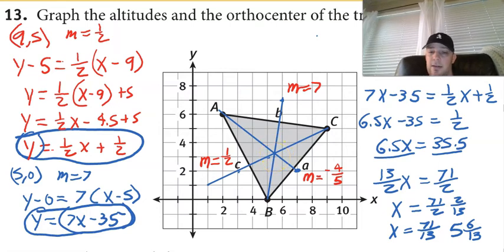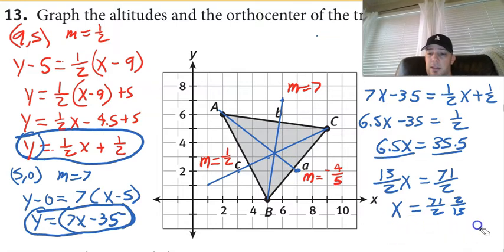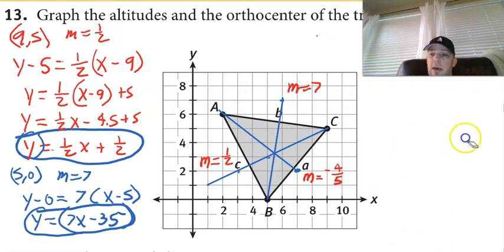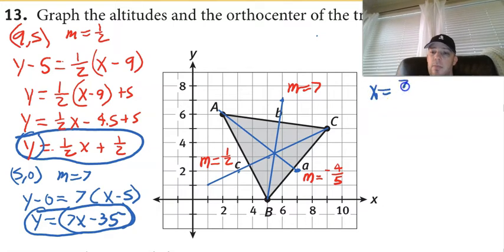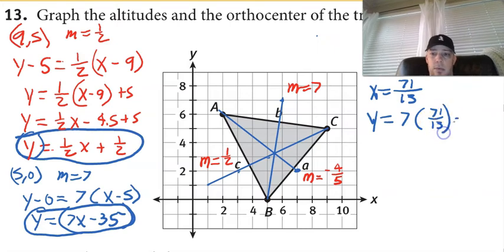Once we know x, we can plug it in and solve for y in either of our two equations. So if x is 71/13, I can plug it back into either one. Which one would be the easier equation? Well, let's just plug it in the bottom one. So x is 71/13. Oh man, this is really ugly.